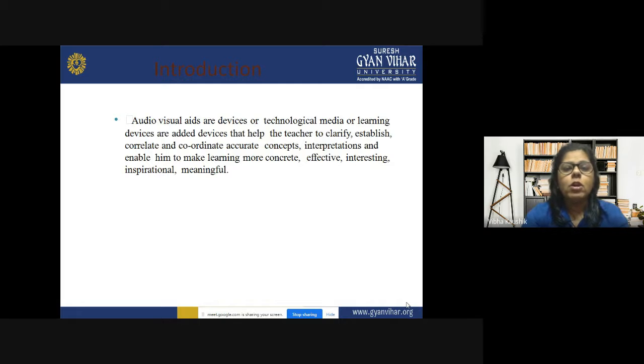Now, introduction. Audiovisual aids are devices, technological media, or learning aids that help the teacher to clarify a particular concept, and to establish, correlate, and coordinate accurate concepts and interpretations, enabling him to make learning more complete. With the help of that, the learning of the students can be made more concrete, effective, interesting, enjoyable, inspirational and meaningful.